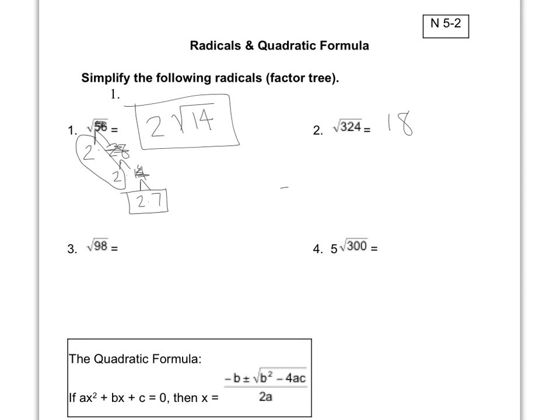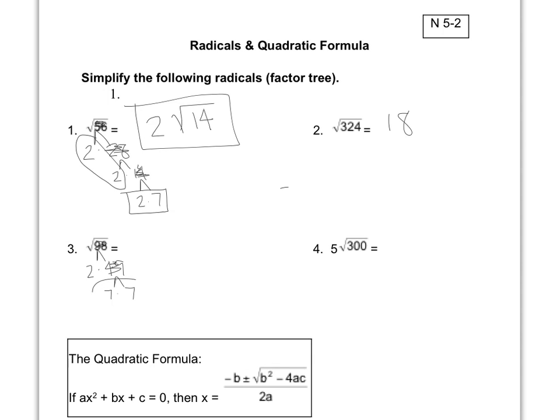Okay, let's look at 3. So we have square root of 98. If you type in square root of 98 on the calculator, it's not a perfect square. So I'm going to start with 2. So 2 times 49 will give you 98. And then continue on. 2 will not go into 49, so we're going to go to the next one. So 7 times 7.